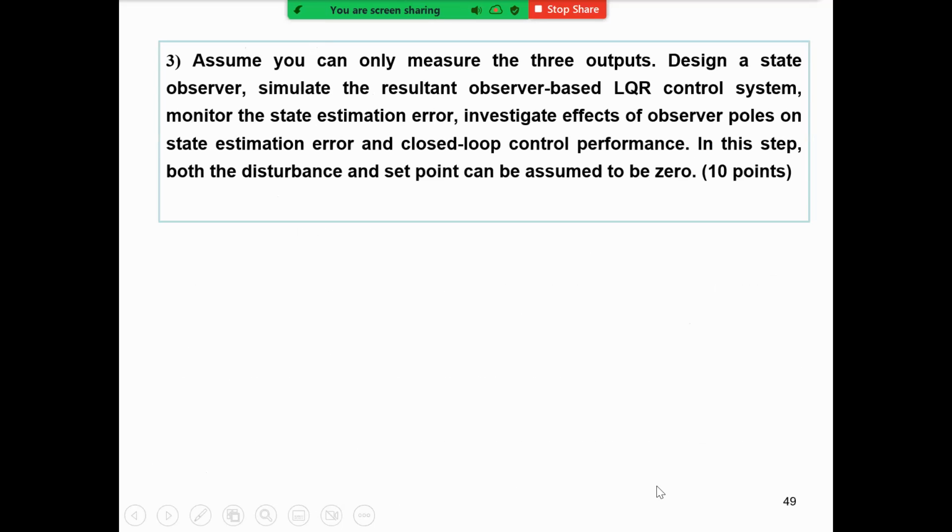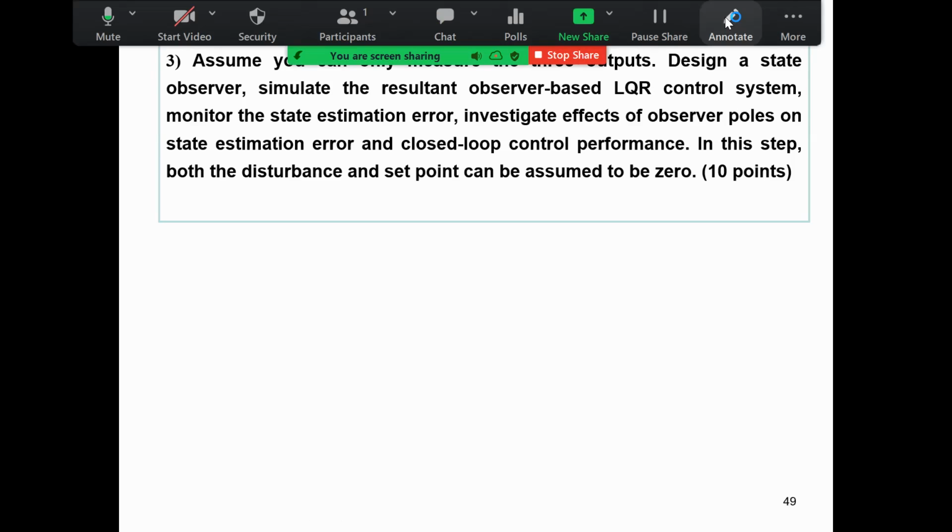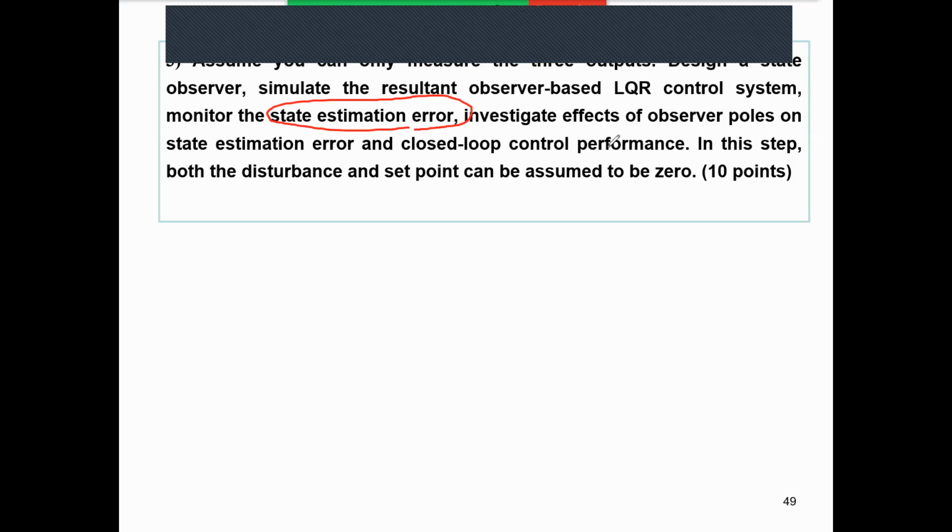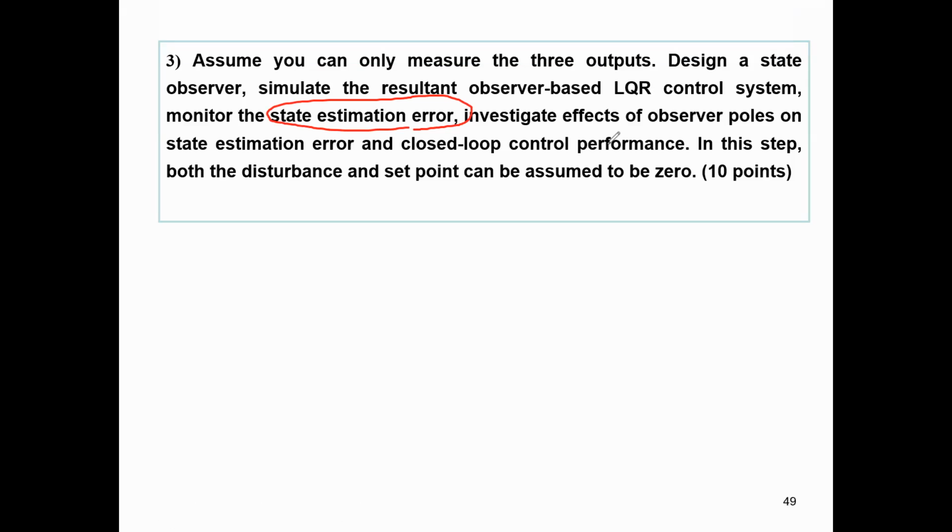Now the third one, you need to design a state observer, simulate the resultant observer with the LQR controller, monitor the state estimation error, and investigate effects of observer poles on state estimation error and closed loop control performance. Here I think the student asked the question: the state is not available, how do we do that?